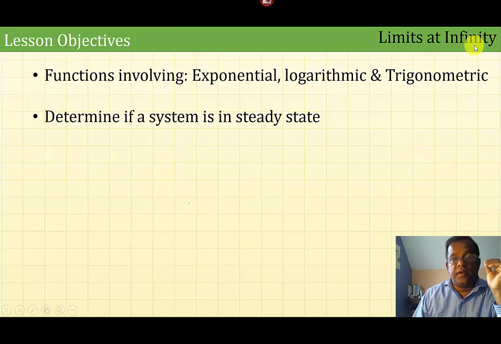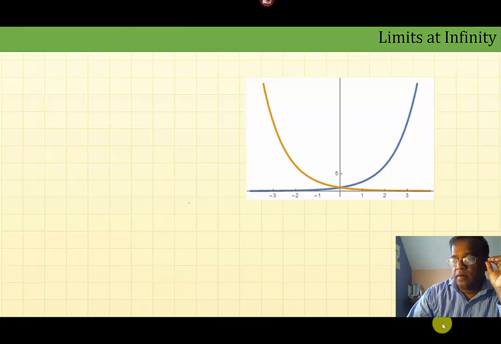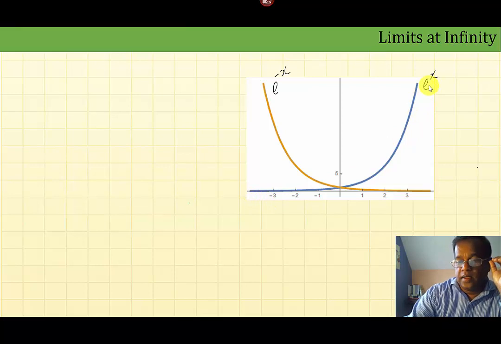Limits at infinity. We are going to continue in this video to find the limit at infinity of functions involving exponential, logarithmic, trigonometric functions, and also determine if a system is in a steady state. Here you see the graph of e to the x, or this is the graph of e to the negative x. This is an exponentially increasing function e to the x, and this is an exponentially decreasing function e to the negative x.